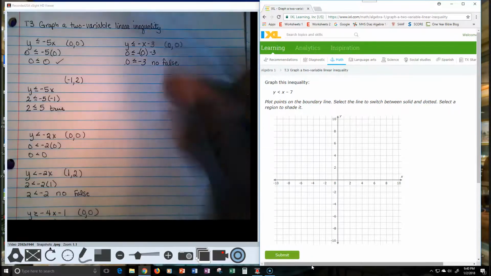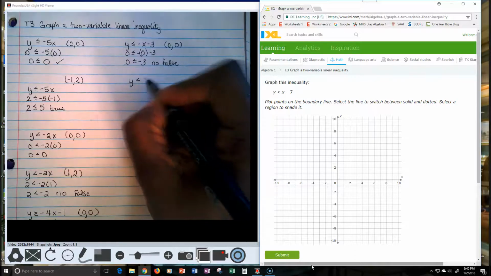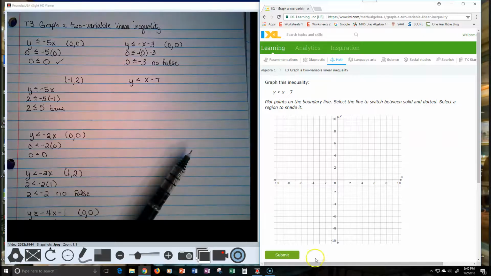Let's do one more. So we've got y less than x minus 7. Okay, so our y-intercept is negative 7. This time our slope is positive, so our line is going to rise from left to right. We see that our line will be dotted because we don't have an equal sign under our less than sign. It is just less than. So all the values of y are less than this line, which means I'm going to shade underneath.